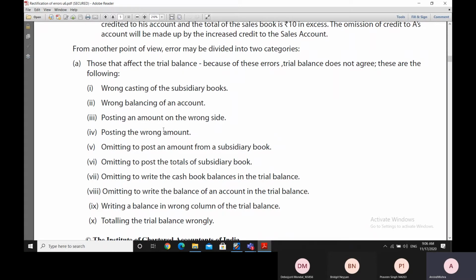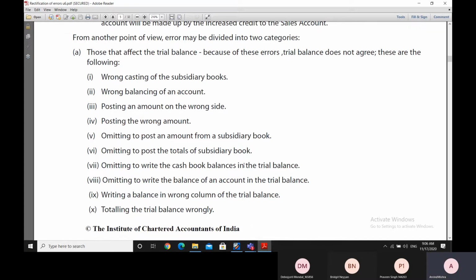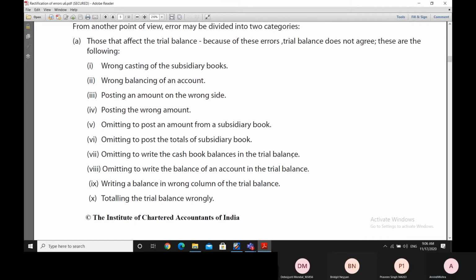Posting the wrong amount on the wrong side in the ledger, or omitting to post an amount, or omitting to post the total of the subsidiary book into the accounts. Then there may be omission to write the cash book balance in the trial balance. Some account may get missed out while writing the trial balance. Then omission may be to write the balance of an account in the trial balance. So either the balance of an account has been missed out, or the balance of the cash book has been missed out, or the balance of an account is written in the wrong column of the trial balance. Instead of the debit side, it is written on the credit side, or totaling of the trial balance has been done wrongly. Then also these errors may arise, which will affect the trial balance.